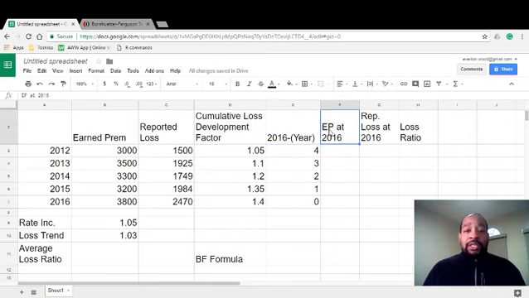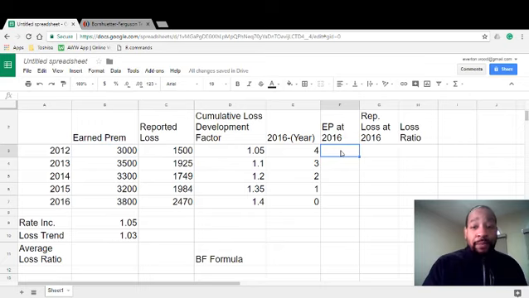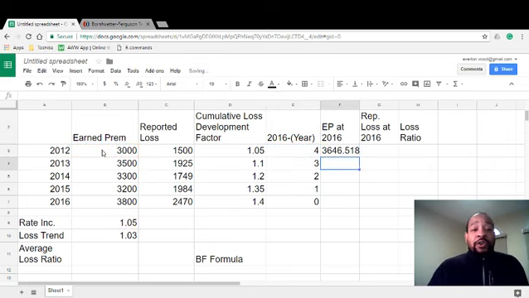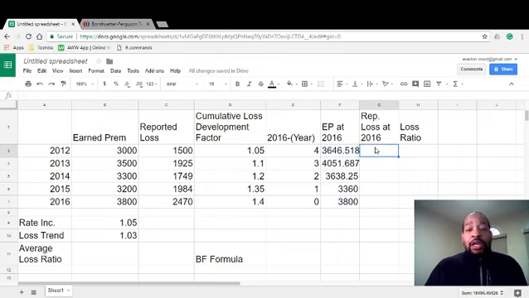All right. So this EP is the earned premium as of the year 2012. I want to know what that earned premium represents as of 2016. So how can we go about doing that? Well, we need to come up with the formula. The formula is going to be equal to the earned premium as of 2012. Remember that we have a rate increase of 5%. This cell right here, 5%, I'm going to lock that, and I'm going to raise that to this 2016 minus year column. So what does this do? It takes this earned premium and increases it by 5% for the appropriate number of years. And I'm going to drag that down for every year that we're involved. All right. Now the reported loss.